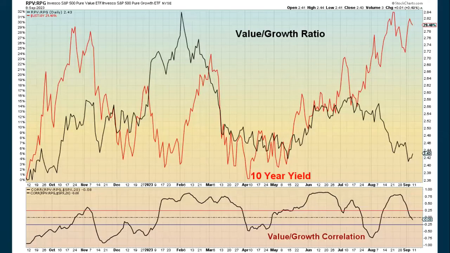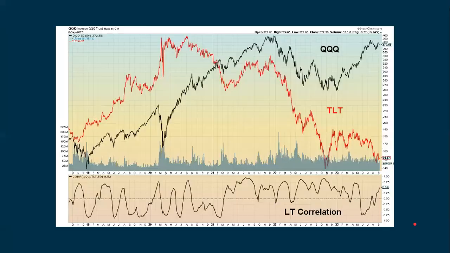Then we look at the value to growth ratio. Now, most of the time we study the growth to value ratio. This looks at the value to growth ratio. And then we also plot in red here the 10-year yield. They're pretty much neutral right now. Sometimes they have a tendency to go in the same direction, sometimes in the opposite direction. Right now, this isn't telling us very much.